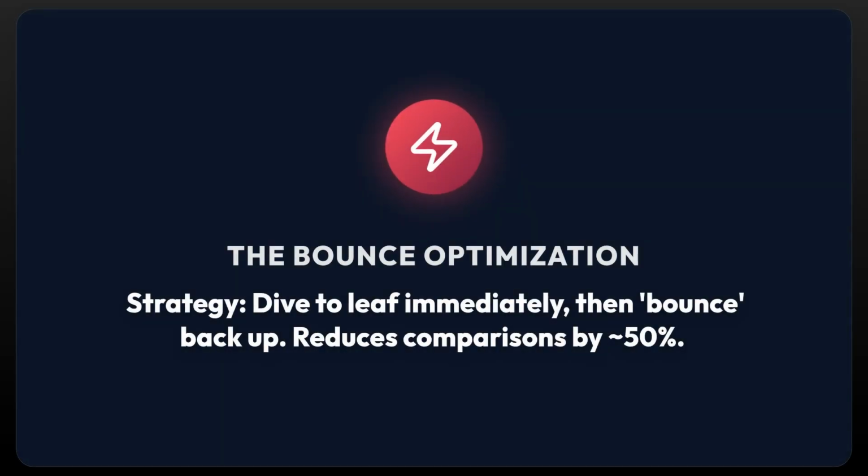Here is a pro-level optimization called the bounce. Standard sorting checks parent versus child at every step, but usually the element sinks all the way to the bottom, so we skip the checks, dive straight to the leaves, and then bounce back up a little if needed.